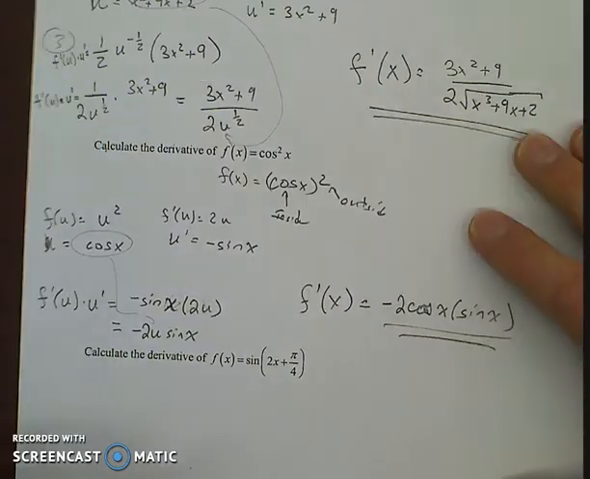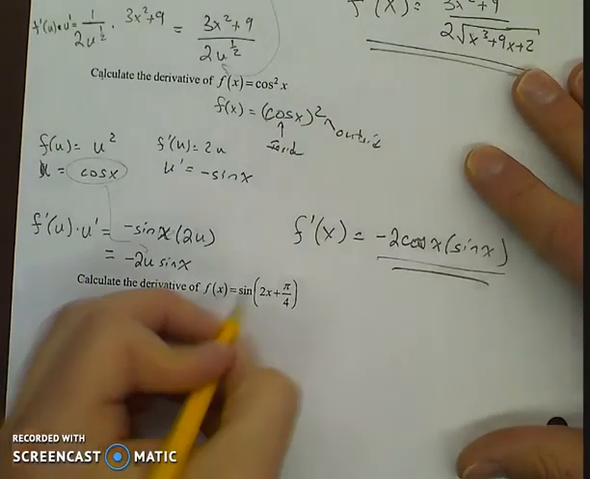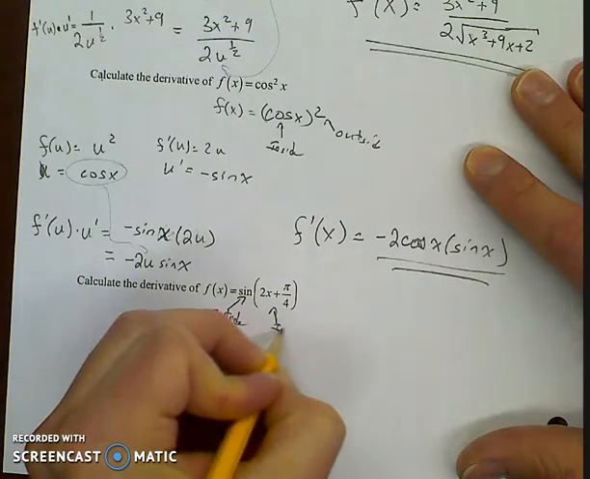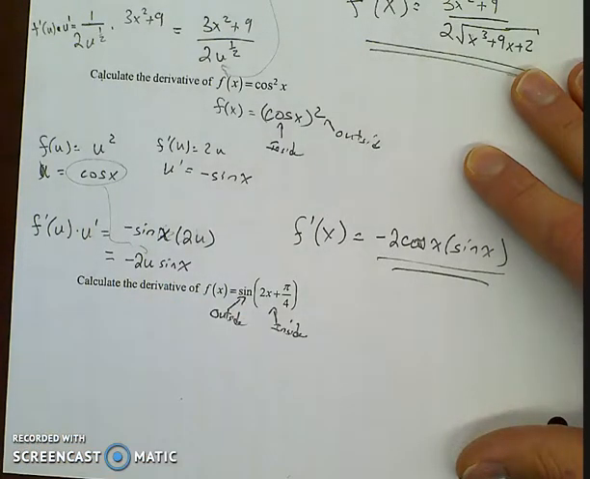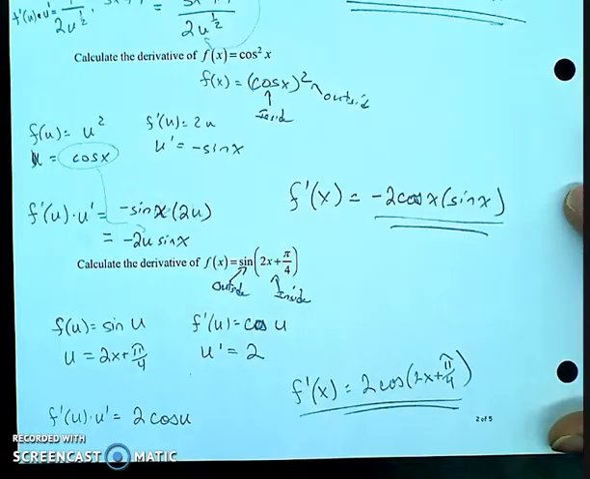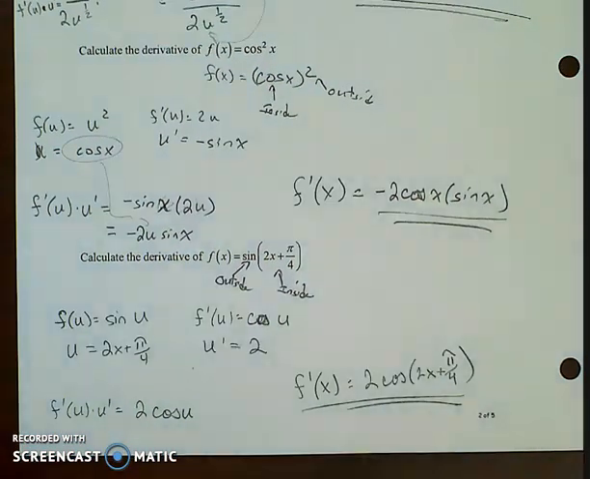This one should be recognizable. Outside, inside. I'm going to pause this and do it out so we don't waste time. So bear with me. You should also pause this and do it out and see if you get it correct. So hopefully you did the problem, and if you have not, pause it and do it. Here is the answer. 2 cosine of 2x plus pi over 4.